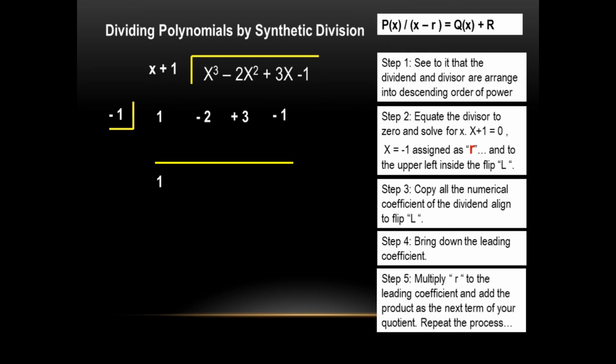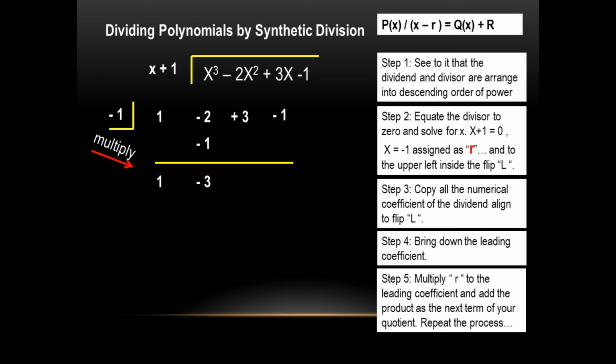Then after that, multiply r to the leading coefficient. So you will multiply ng negative 1 plus 1. Yan siya. Multiply natin yan. Then ilagay natin ang result dito sa baba ng second term. So negative 1 times positive 1 is negative 1. Then after that, add the product as the next term of your quotient. So i-add natin yung product nito na negative 1 plus 1 sa second term. So becomes now negative 3. Magiging negative 3 siya because like sign sila, so i-add natin.